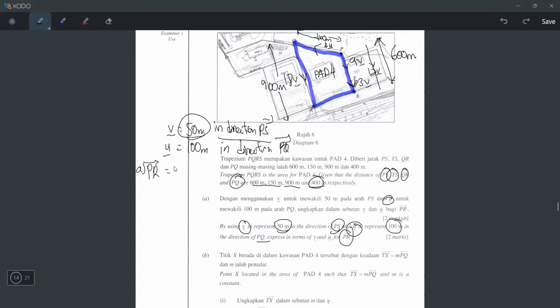So now you can finally find PR. PQ plus QR, right? What's PQ? 4U. QR is 18V. Done already. That's all. So easy, right?